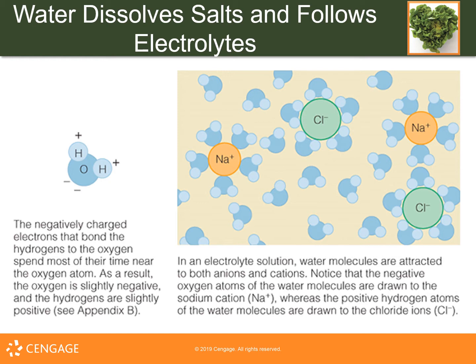And then the second image is depicting that in an electrolyte solution, water molecules are attracted to both anions and cations. Notice that the negative oxygen atoms of the water molecules are drawn to the sodium cation, which is positive. So again, cations are those electrolytes that are positively charged, whereas the positive hydrogen atoms of the water molecules are drawn to the chloride atoms, as you see here. And you see the movement of molecules, or osmosis, happening.